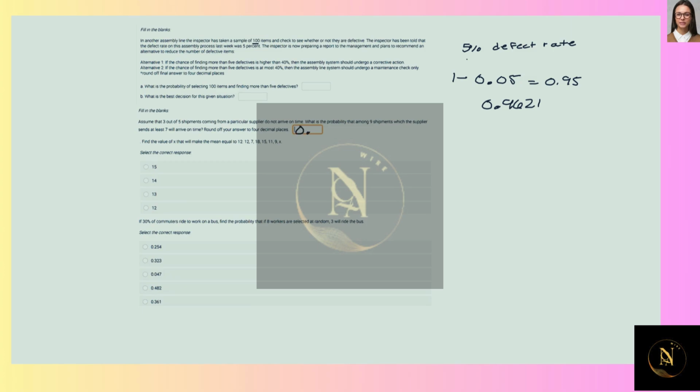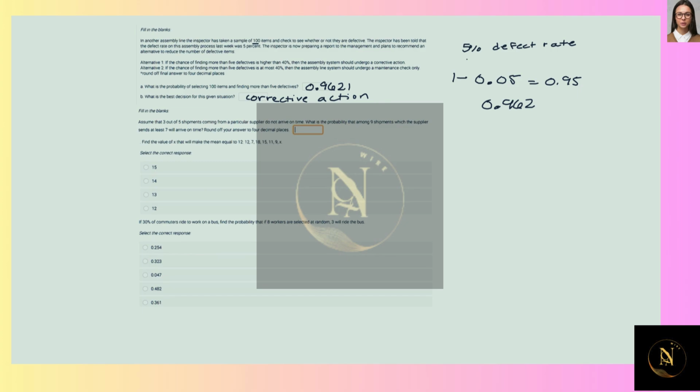so that's 0.9621, let me fix this. I wrote in the wrong box first, so I don't want it to confuse you. 0.9621. And so since the probability is higher than 40%, the best decision for this given situation is to undergo corrective action.